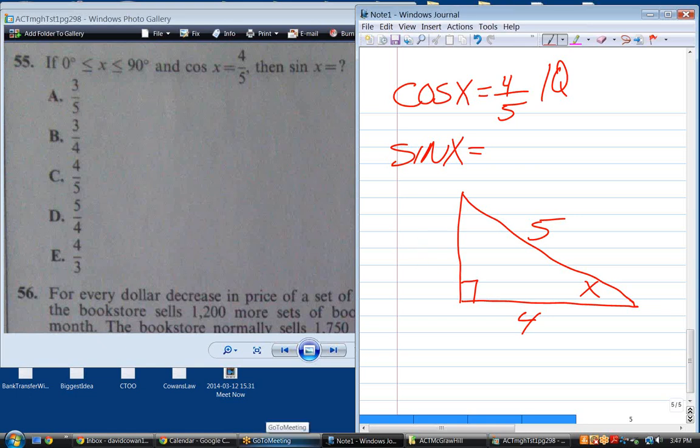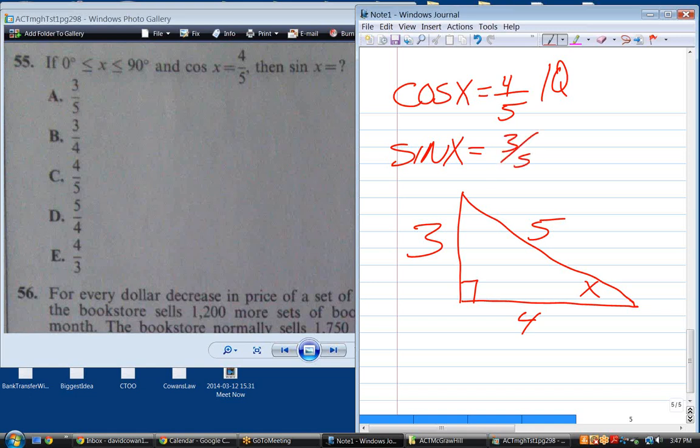So it'll be 25 minus 16. So 3? Oh yeah, 3, 4, 5. Good. I'm glad you noticed. And what's the sine of x? So the sine is going to be 3 over 5.